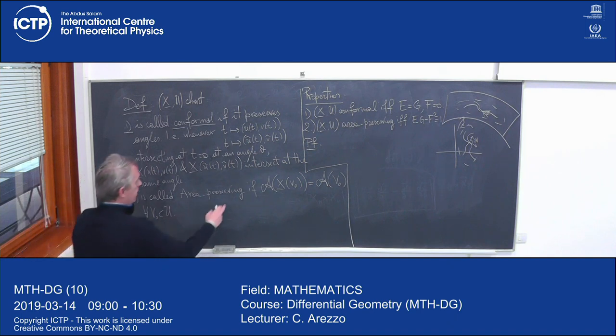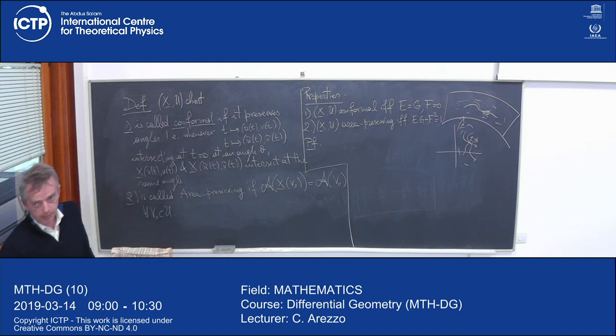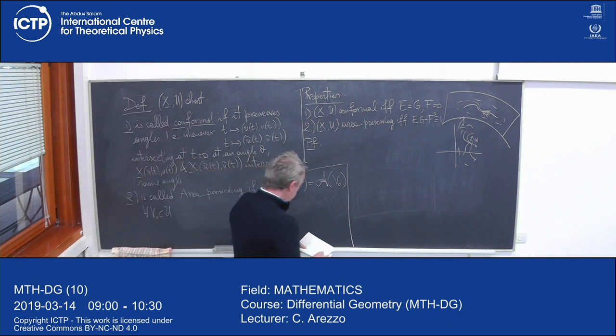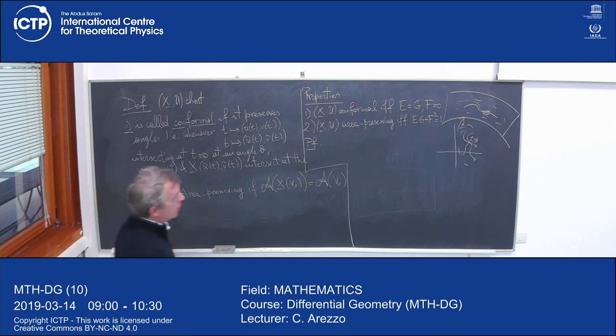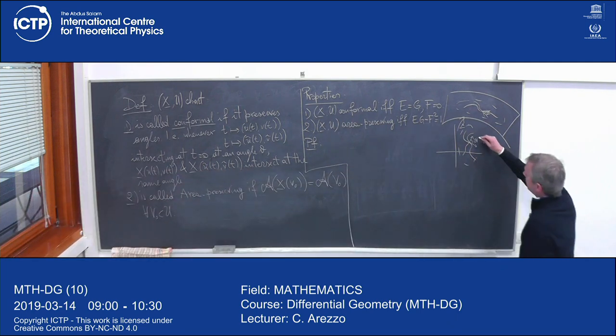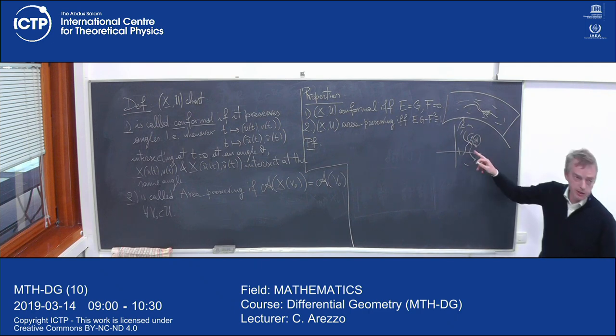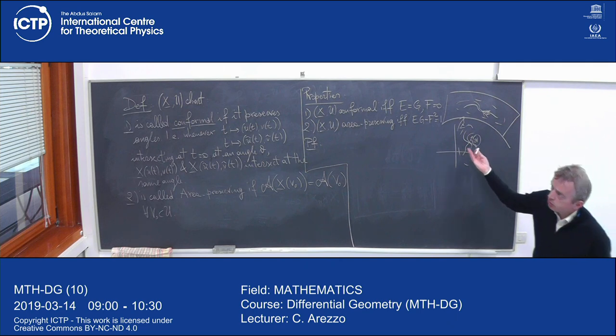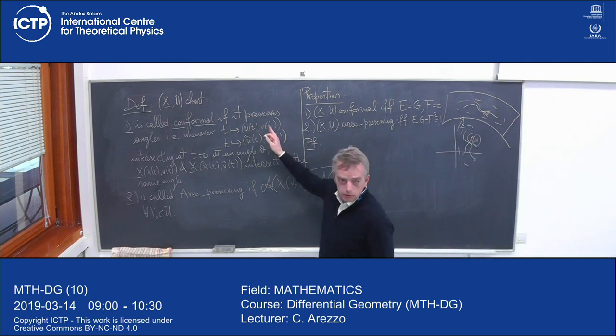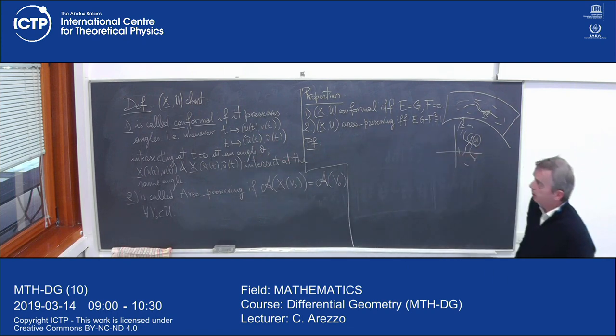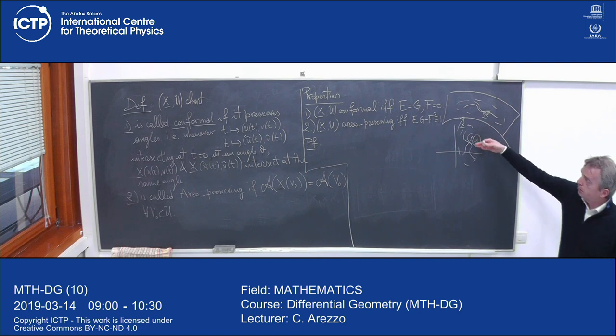But unfortunately, I need to write down what this angle theta is. I need to find a mathematical expression for this theta, okay? So how do I write it? How can I mathematically express this thing? Of course, in terms of the tangent vectors. So the tangent vectors will be just (u dot, v dot) at 0 and (u tilde dot, v tilde dot) at 0. Those are the tangent vectors. But how do I compute the angle between two directions?